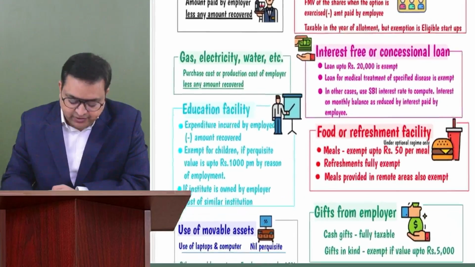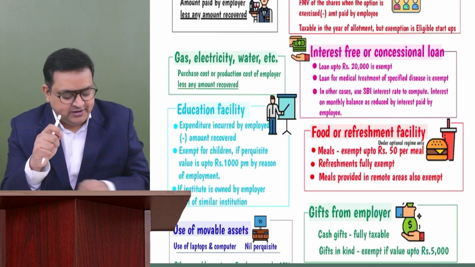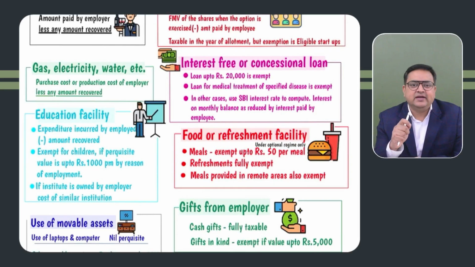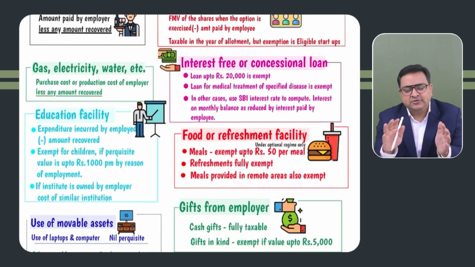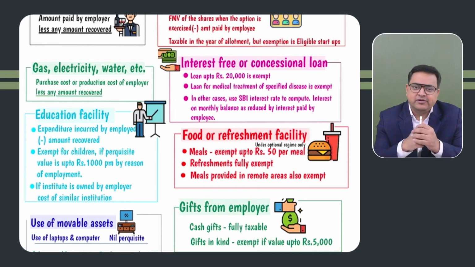Education facility is important. See, if education is provided to the employee, then in that case, it is a 100% tax free perquisite. So whether that education is 1 day, or 1 year, 2 years, 10 years, doesn't matter. If it is provided to the employee, then it is a 100% tax free, exempt perquisite. But if it is provided to the family members, then it will become taxable. So whatever the cost of the employer is, it will become taxable minus any amount recovered, right?